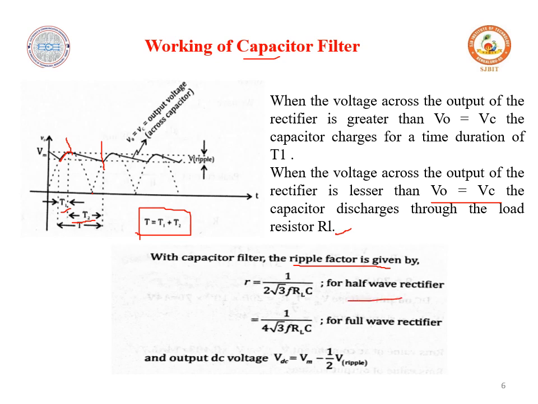This is for the half wave rectifier. For the full wave rectifier, it is 1 by 4 root 3 F RL C. The output DC voltage VDC is Vm minus 1 by 2 of Vr, where Vr is the ripple voltage. Mainly, the capacitor filter is used to remove the ripple. The rectifier converts AC to pulsating DC, and the filter circuit converts pulsating DC to direct current.